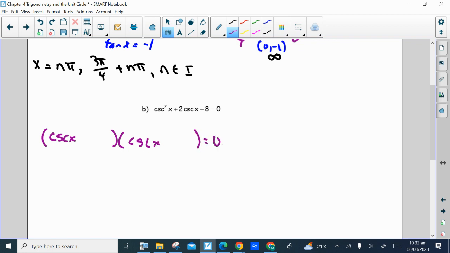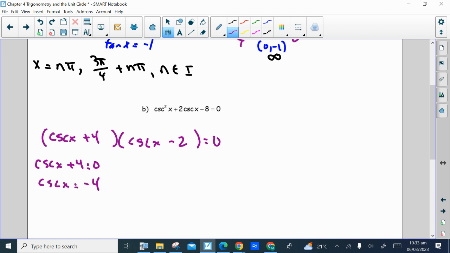So the front terms multiply together to get our cosec squared x. Our last terms multiply to get negative 8. So the last numbers have to be factors of negative 8. And when you FOIL out, you've got to get a positive 2 cosecant x, which means we need a plus 4 and a minus 2. The last terms do multiply together to get negative 8. The inner product is positive 4 cosecant x. The outer is negative 2 cosecant x. So they would simplify to give us our positive 2 cosec x in the middle. So again, our solutions will come where each factor equals 0.